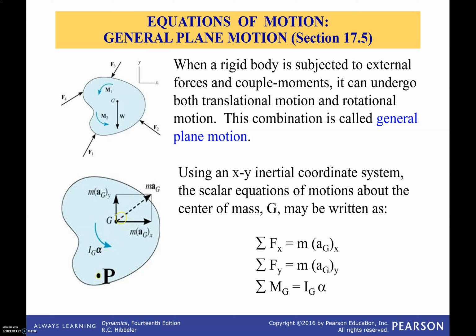So if we want to study the body about the center of mass, then all we need to do is just write the equations of motion for the center of mass, x and y, and then the rotation for the center of mass, which is the moments about G is equal to Ig alpha. And this is all we need to do, and this would be the easiest case that we need to deal with.